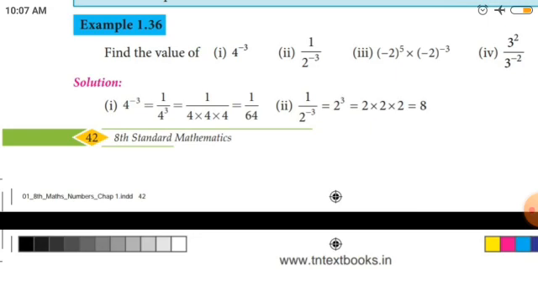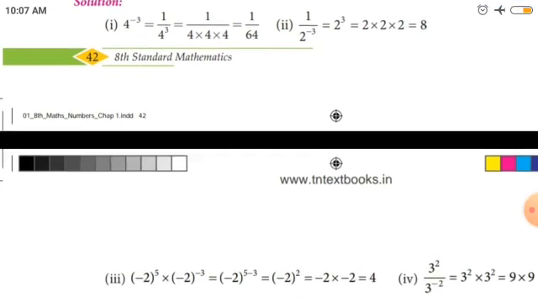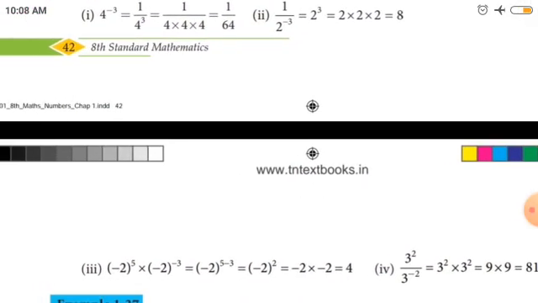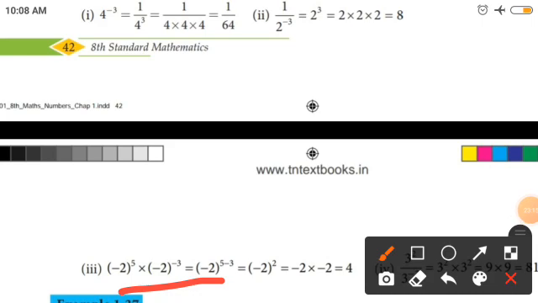Next, the third question: minus 2 to the power 5 into minus 2 to the power minus 3. The bases are equal, so minus 2 to the power 5 minus 3 is equal to minus 2 to the power 2. Power 2 is an even number, so this is a positive number. Minus 2 into minus 2, minus into minus is plus, 2 twos are 4. So 4 is the answer.